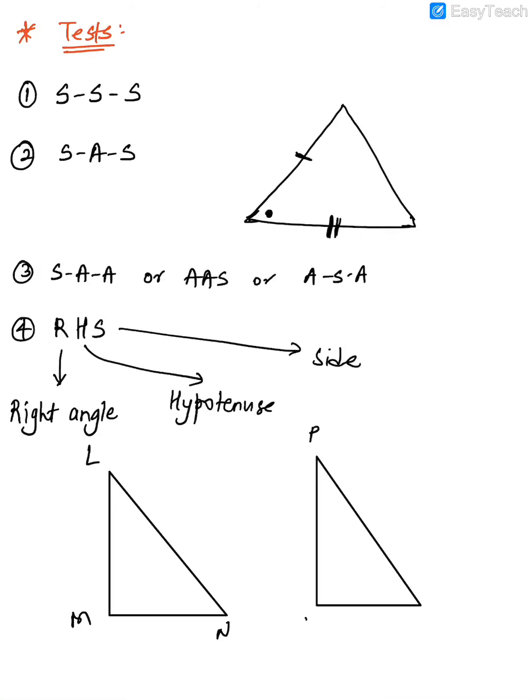This is PQR. If you're given these angles as 90 degrees, so right angle, you're given the hypotenuse are equal, and you will be given one of these sides, so either LM equal to PQ or MN equal to QR, then these two triangles will be congruent to each other by RHS: right angle, hypotenuse, and side. So these are the 4 tests of congruency. You can use any of these tests.